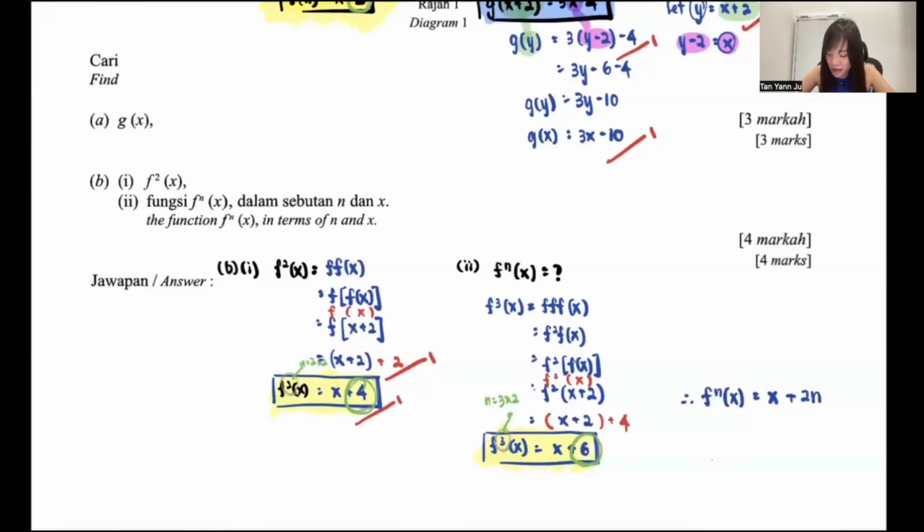So my dear, the moment you can get f3, they will give you 1 mark. You can get this fn, they will give you 1 mark. So altogether, this question is worth 7 marks. Can all of you manage this starting quite okay, right? Feel good, right? Let's move on. 5, 4, 3, 2, 1.